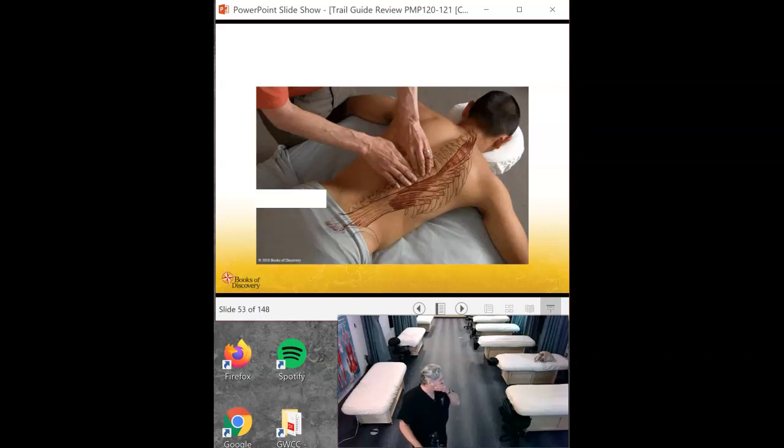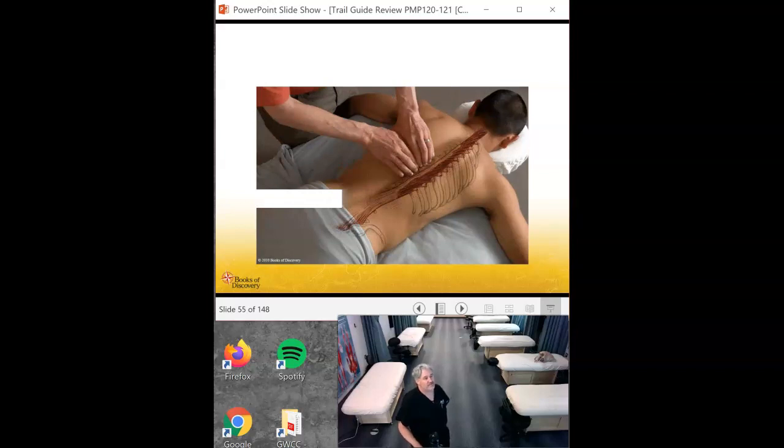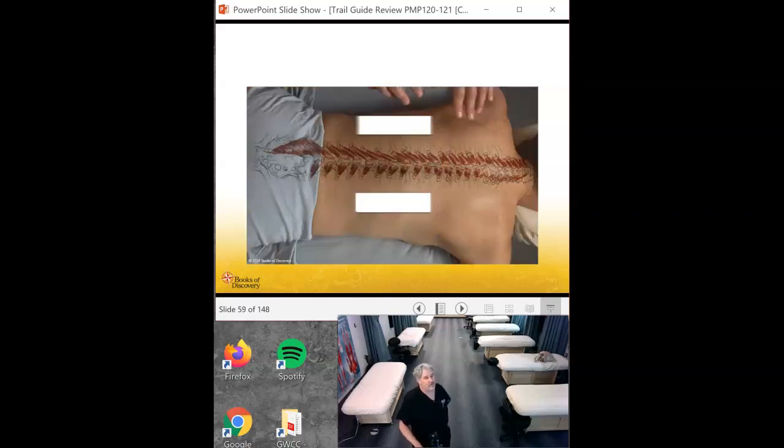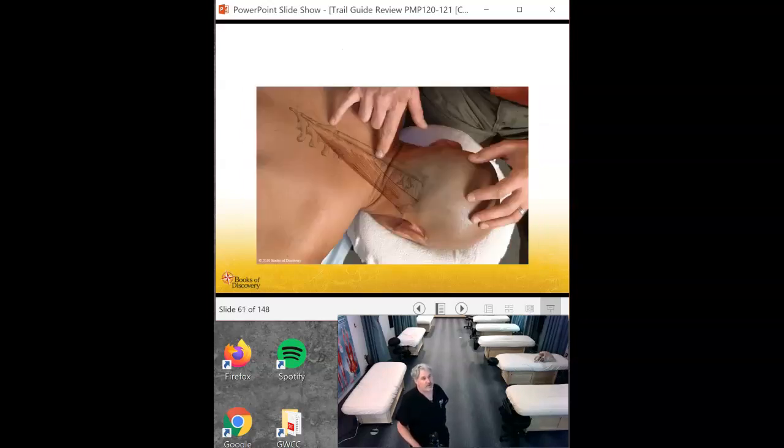That is your iliocostalis. Good. What muscle is this? Longissimus. Yes. What muscle is this? Spinalis. Yes. What two muscles are these? Multifidi and rotatories. Yes. Awesome. What muscle is this? It's Mr. Richard's favorite muscle. Your spinalis capitis. Yeah, splenius capitis, but that's really good.